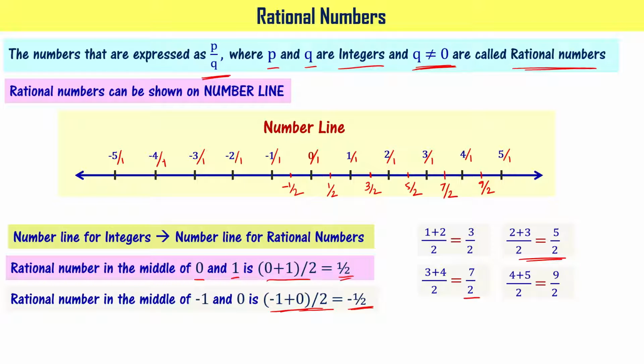Similarly, we can write for the negative side also. 1 plus 2 divided by 2 is 3 by 2. Similarly, minus 1 minus 2 divided by 2 is minus 3 by 2. This is going to be minus 5 by 2. This is going to be minus 7 by 2. This is going to be minus 9 by 2, right? This is how you can write rational numbers on the number line, right?